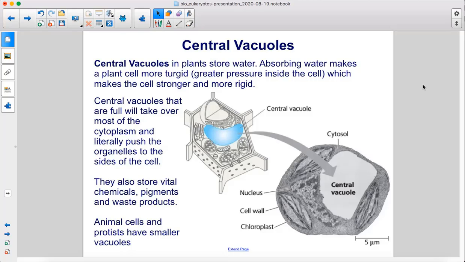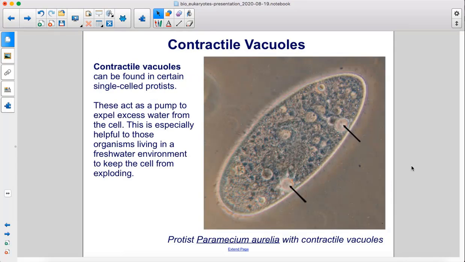Animal cells and protists have smaller vacuoles. Contractile vacuoles can be found in certain single-celled protists. These act as a pump to expel excess water from the cell. This is especially helpful to those organisms living in a freshwater environment to keep the cell from exploding.